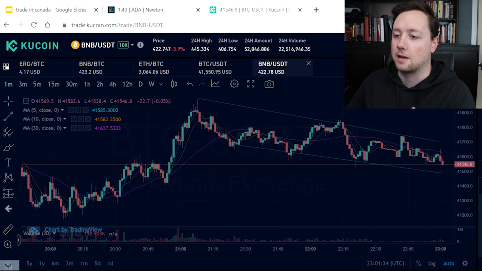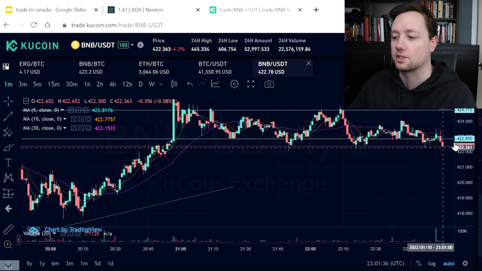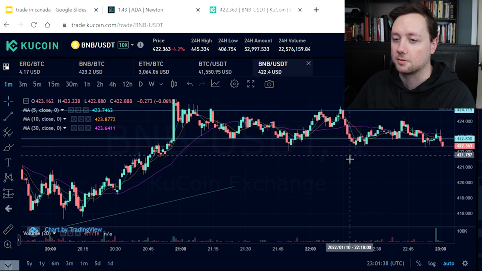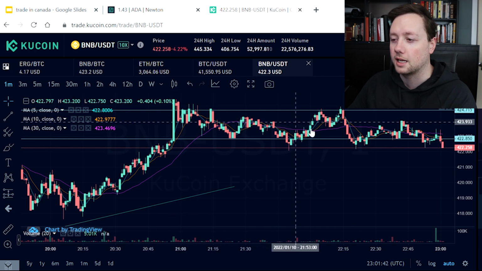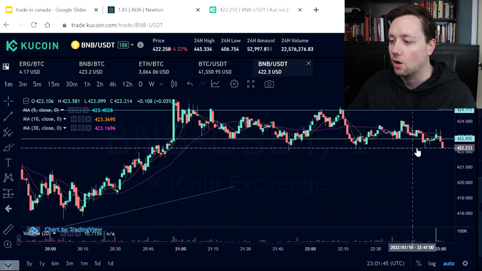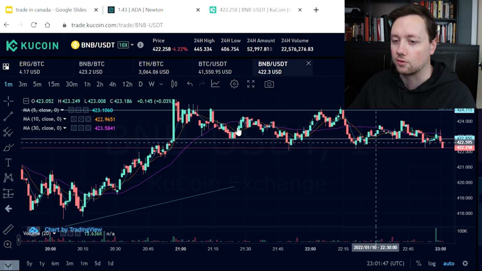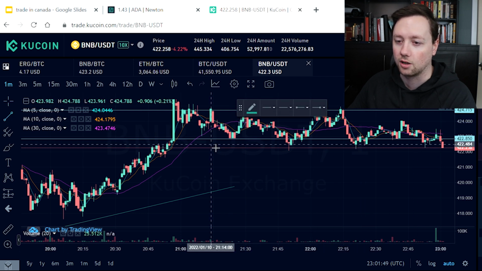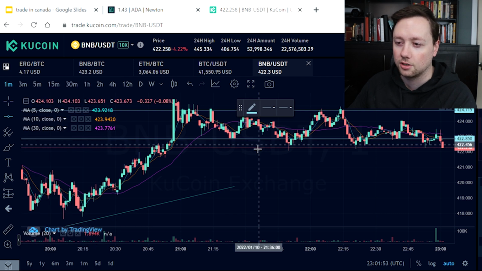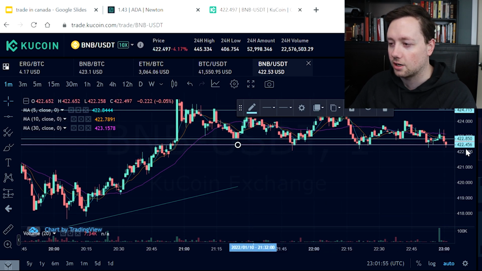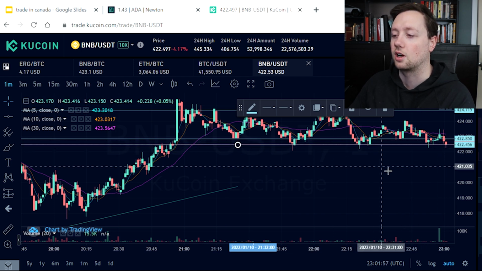So let's take a look at BNB and let's see what BNB looks like, and maybe I want to go out and I want to buy some BNB. So this is what it looks like over the last sort of few hours on 1 minute candles, and as you can see here, we are sitting on some pretty major support right around $420. I'm just going to draw a price level right here, horizontal line. And as you can see right there around $420, we have bounced off it several times.